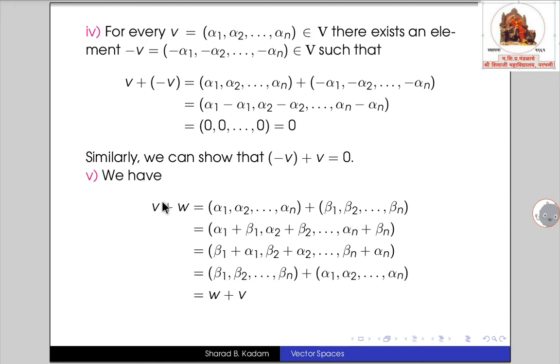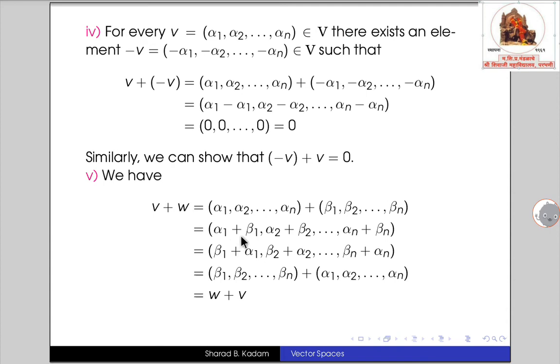Fifth property is commutative property with respect to addition. So we have two vectors v and w. So v + w equals (α1, α2, ..., αn) + (β1, β2, ..., βn). We add them component wise. So the resulting vector will be a vector whose first component is α1 + β1, second component is α2 + β2, and nth component is αn + βn.